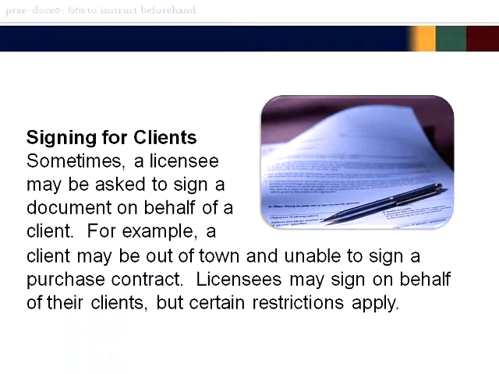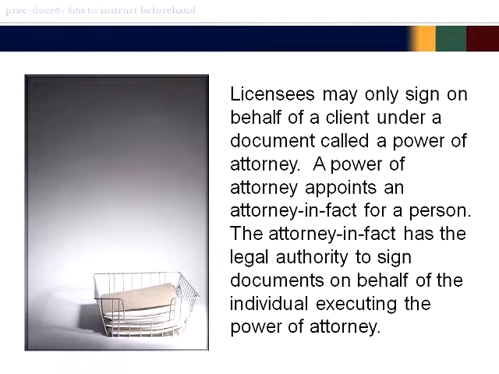For example, a client may be out of town or unable to sign a purchase contract. Licensees may sign on behalf of their clients, but certain restrictions apply. Licensees may only sign on behalf of a client under a document called a power of attorney. A power of attorney appoints an attorney-in-fact for a person. The attorney-in-fact has the legal authority to sign documents on behalf of an individual executing the power of attorney.